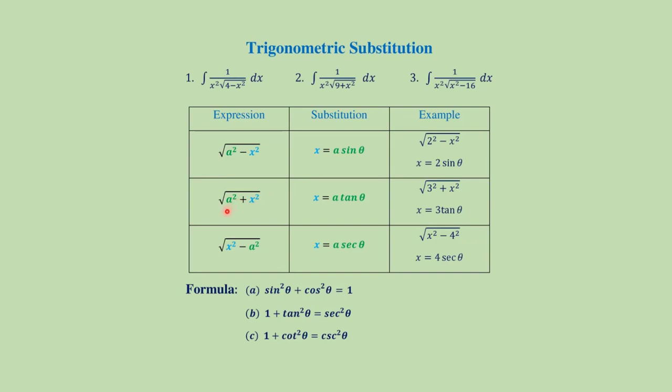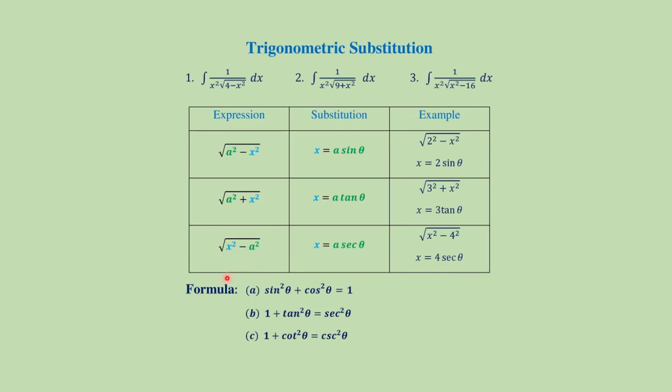If you have an expression like this, square root of a square plus x square, then you will substitute this x by a tan theta. For example, here we have square root of 9 plus x square. So a is 3 and we will substitute this x by 3 tan theta.